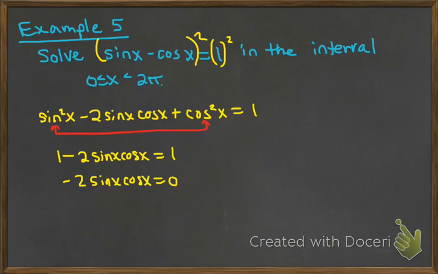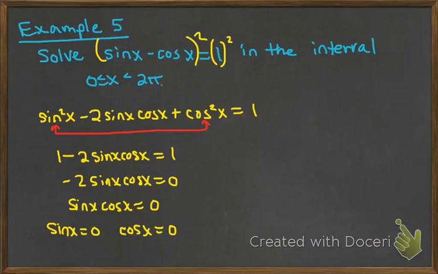So now that I have it equal to 0, if I wanted to, I could get rid of that negative 2 just to make it a little easier. So I'm going to divide both sides by negative 2. So sine of x cosine of x equals 0 still. And now I have a product that equals 0, so I can set both equal to 0. So the sine of x equals 0 and the cosine of x equals 0. And now solve each one separately.